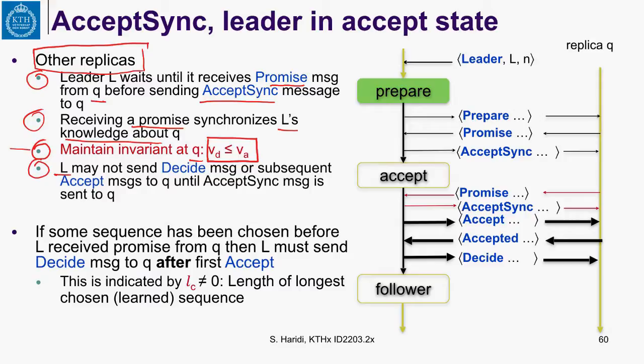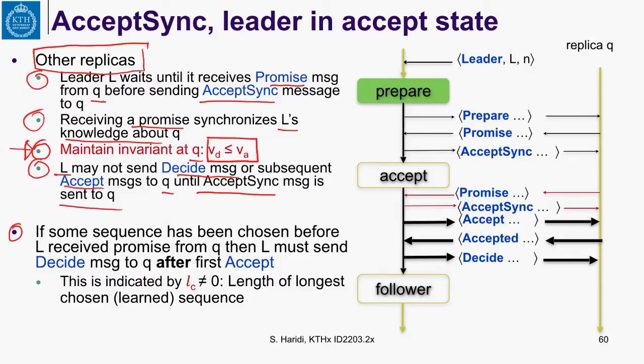How to maintain this invariant? We do it by making sure that L does not send a decide message or subsequent accepts to Q until the synchronizing accept message has been sent to Q. And because of the FIFO order, we have to send the synchronizing accept first, and later we can send other accept messages and the decision.